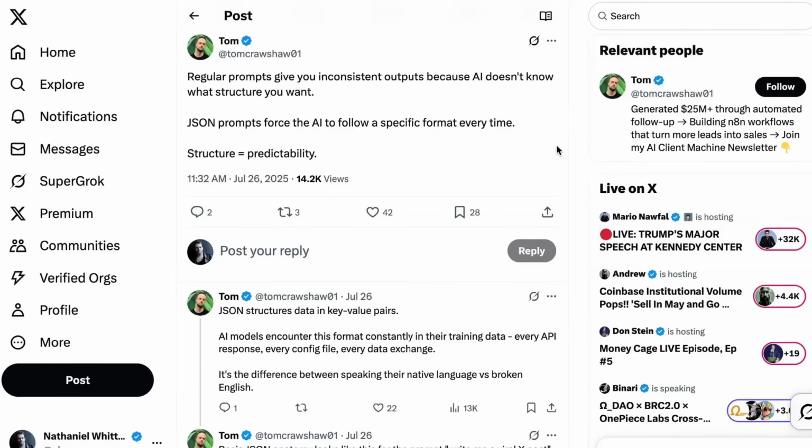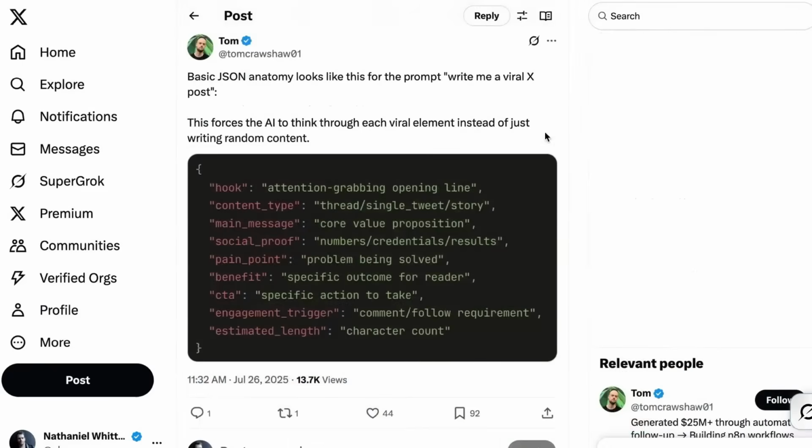Structure equals predictability. Now, he gives an example of a JSON prompt for something as simple as write me a viral X post.